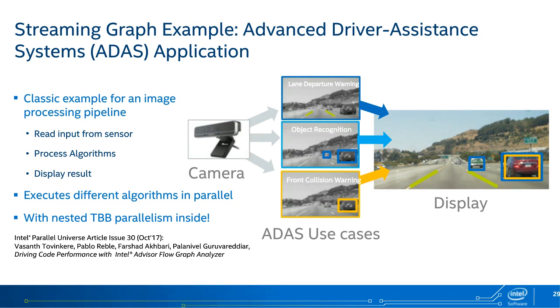And these are all interconnected through edges, and in fact, nested TBB parallelism can be included in the workloads. So you can directly express this parallelism that exists in your application, and then leave it up to TBB to decide how to exploit this parallelism in conjunction with the nested parallelism. And there is an article referenced at the bottom of the slide that you can look at to get more information about this particular use case and its performance.